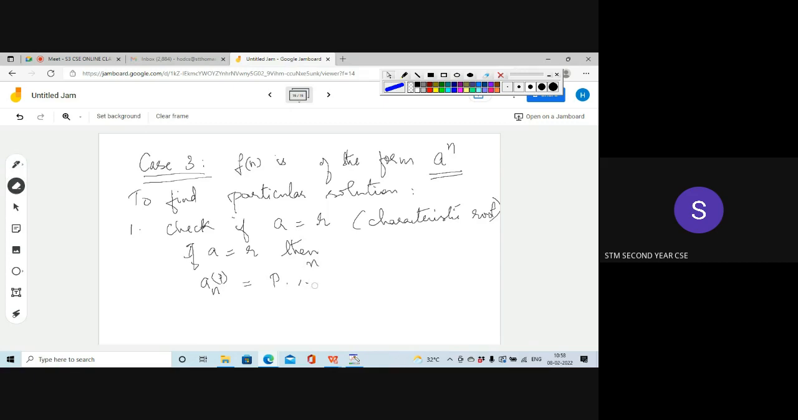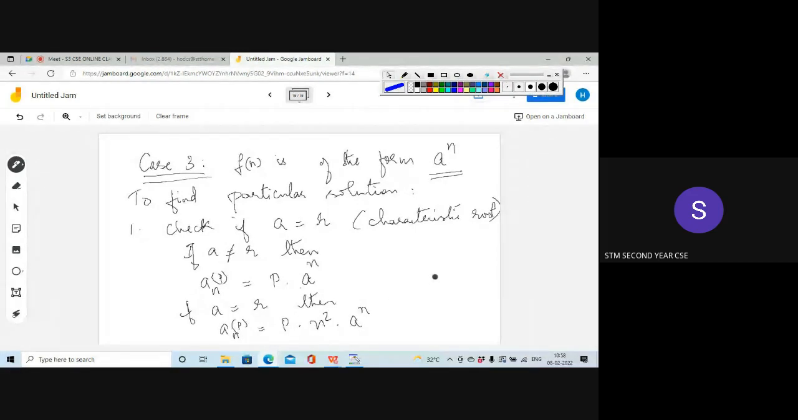It is of the form, the right hand side is of the form a raised to n. So p into a raised to n, or you can write p into r because both are equal. Sorry, when both are not equal, p into a raised to n. If a is not equal to r, then p into a raised to n. And if a is equal to r, then the particular solution an of p is equal to p into n square into a raised to n.